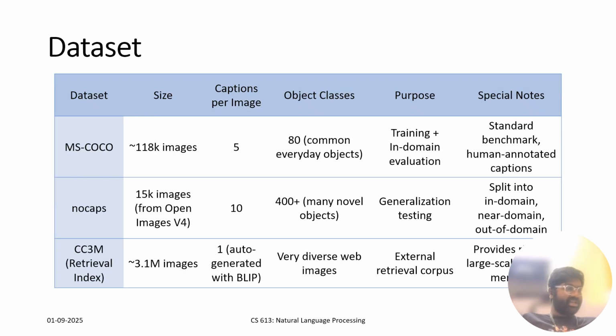Coming to the next, in this paper we use three datasets. One is MS COCO, which has 118,000 images. One is the nocaps dataset, 15,000 images, and CC3M, which is 3 million images. And this CC3M uses auto-generated captions with BLIP.